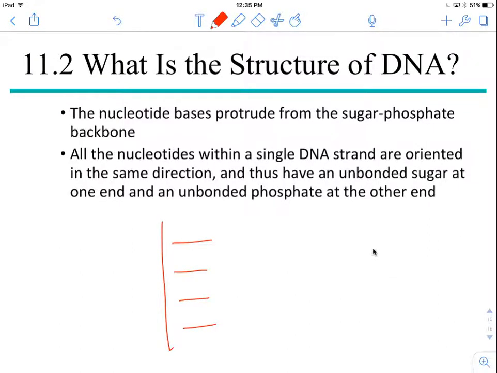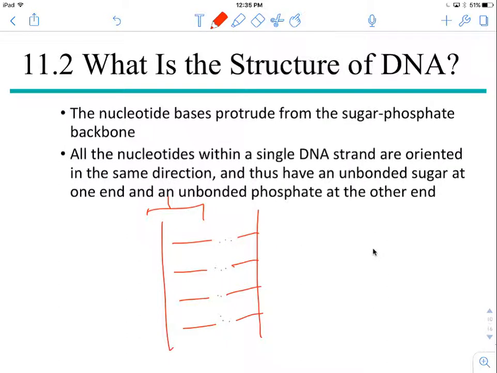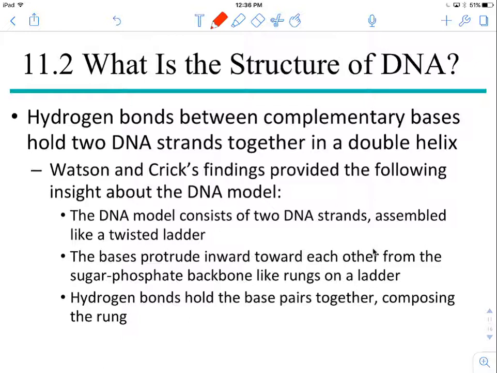Okay, so this would be one strand. If I had another strand over here, they would protrude in as well. And then these guys hook up, complementary base pairing. Okay. All right, and again, let me go back to this. So these little dots that I drew between the base pairs are, of course, our good friend hydrogen bond, because hydrogen bond is the answer to everything. All right, so hydrogen bonds between complementary bases hold the DNA strands together in this double helix.